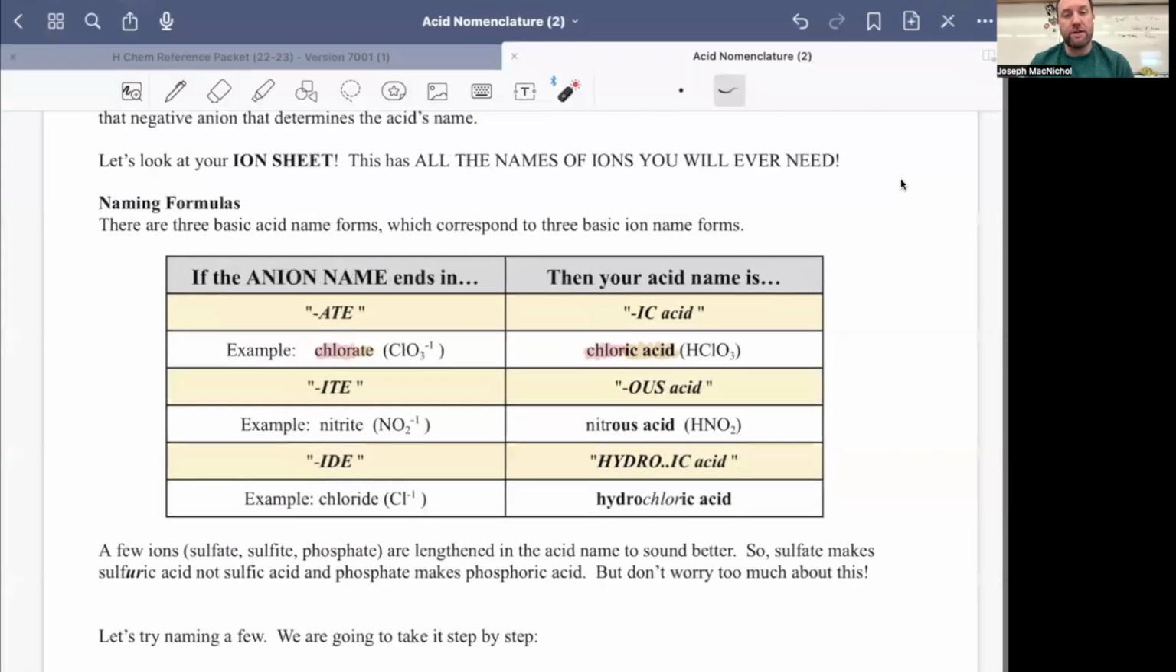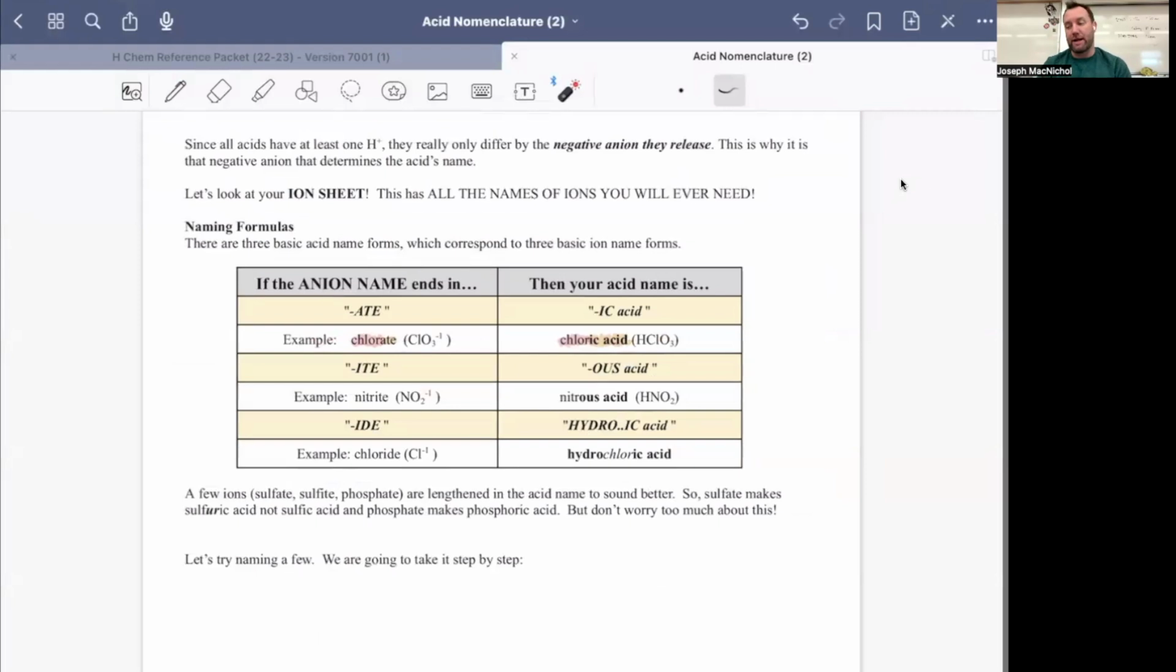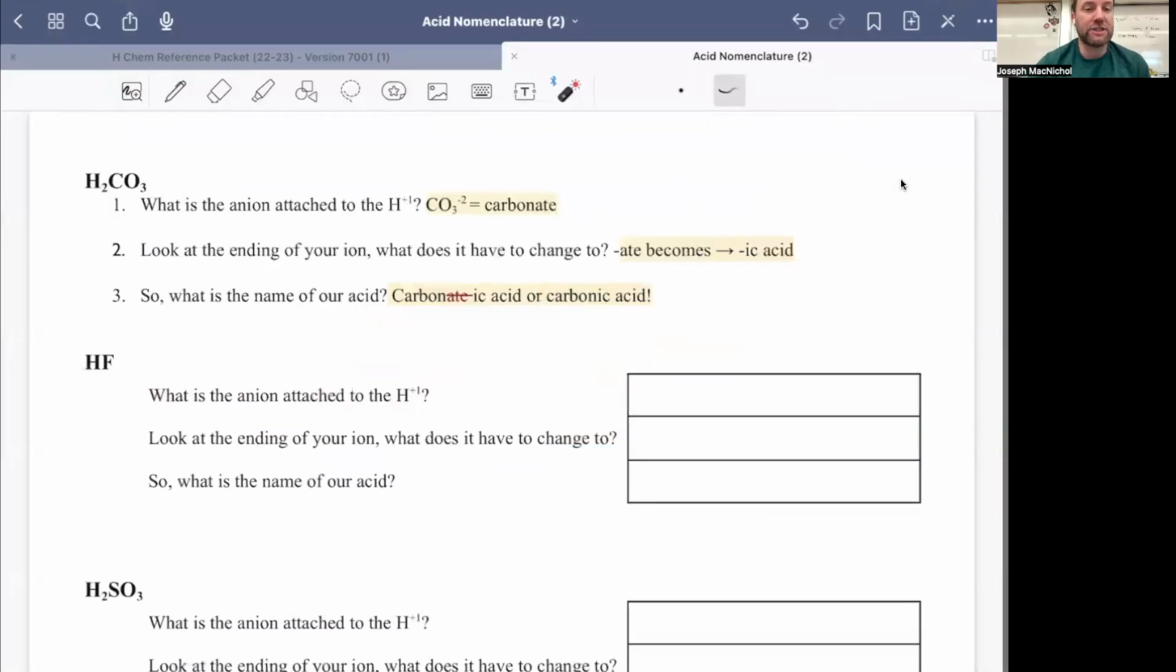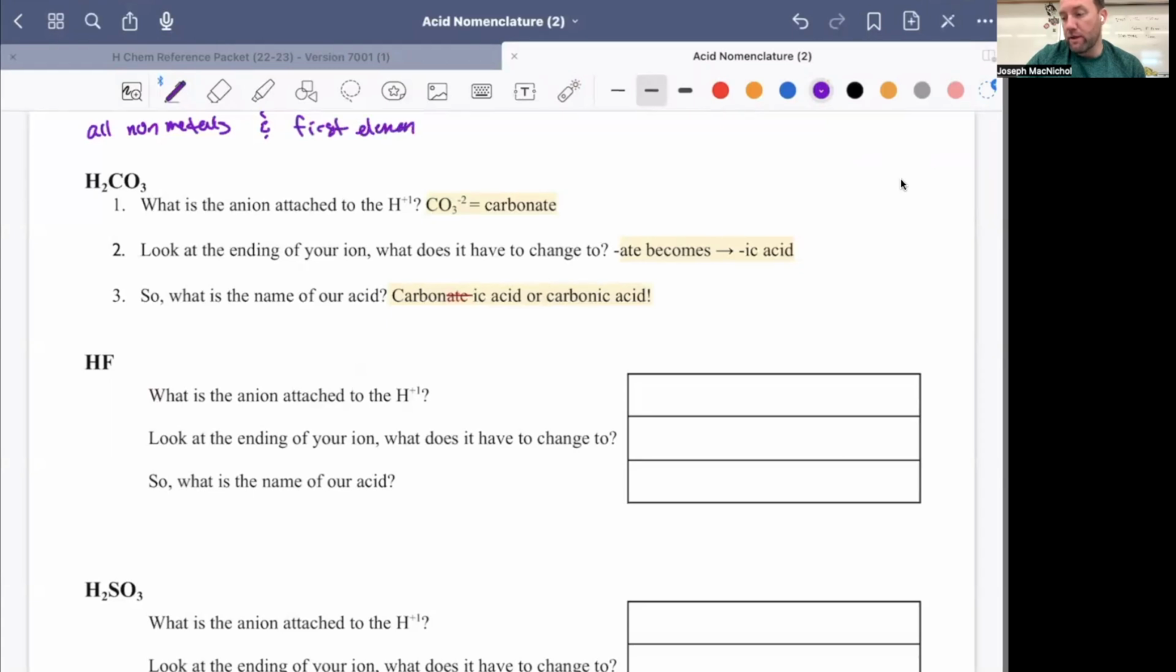Now this pattern is going to become very simple to see once you do a little practice. So why don't you do a little practice with me? Here I have an acid. This is H2CO3. I can tell it's an acid because it's all nonmetals, and the first element in the formula is a hydrogen. So this acid is going to give off two protons, two H+, and then it's going to release this CO3 2- ion.